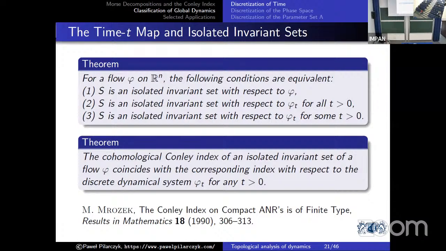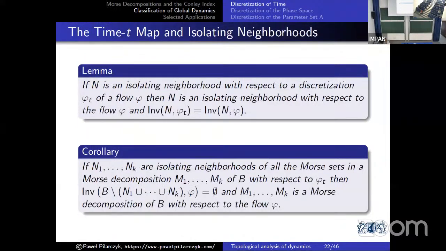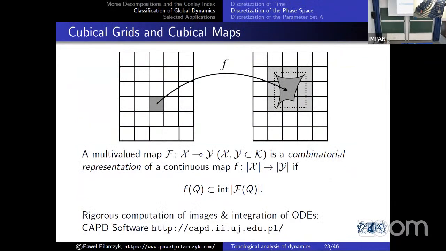Now, I'm going to show that the computations are run and the algorithms work for dynamical systems with discrete time, but there are theorems that say that if we take a time map, then essentially we get precisely the correct information for the continuous time dynamical system if we analyze the time map. In particular, isolated invariant sets that we compute for the time map are isolated invariant for the flow. The Conley indices are the same. And the Morse decomposition that we obtain is also valid for the flow.